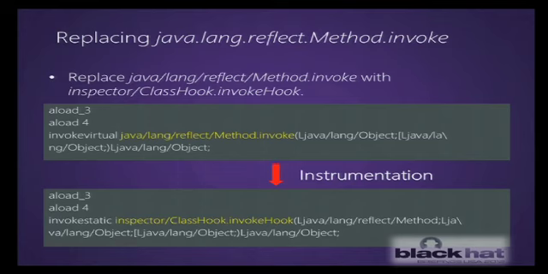For example, we talked about the java.lang.reflect.Method class's invoke method. We can just replace that method with our own hook. We created our own inspector package and our own ClassHook class, and we created our own invoke method here. We made it call our own invoke hook instead of the system method invoke, so we can monitor every invoke method that is called inside malware.